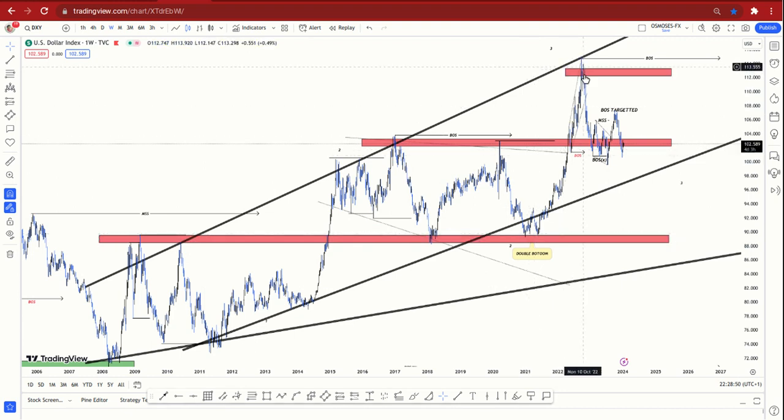pulled, retraced, correct, pulled, retraced. So here I was expecting price to be selling off, but when I go down to a lower time frame, I see price doing something else. So this is my first touch, second touch, and this is my third touch. I'm really interested in this third touch to sell off.